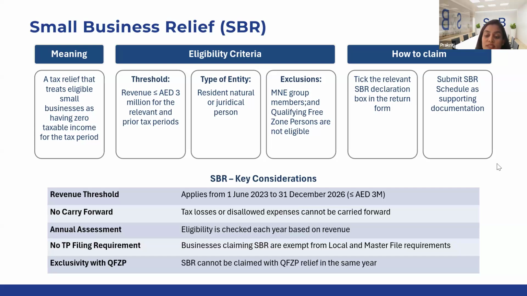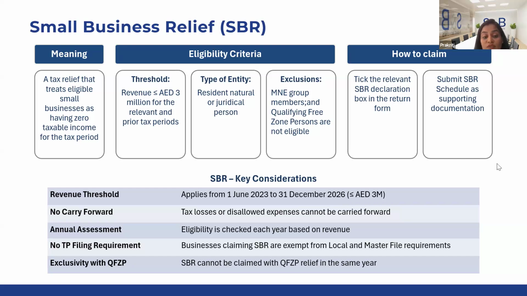However, there are a few important considerations while you choose to elect in or out of the SBR. First is your revenue threshold. While the law says that SBR is applicable up to financial year 2026, which is up to 31st December 2026, the key consideration is that you need to evaluate your turnover for the current tax period in which you are claiming the return as well as the earlier years. So if it exceeds the threshold in any of these, then you're not able to claim the SBR relief.